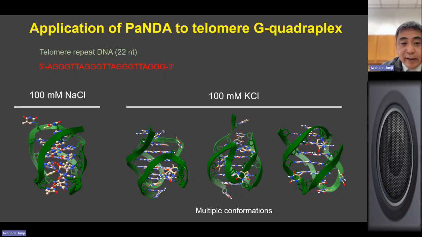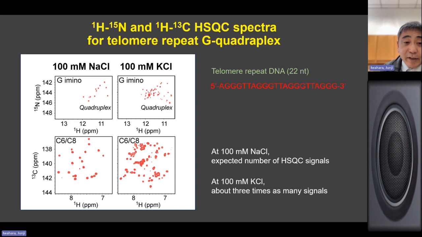Okay, we applied PaNDA first to telomere G quadruplex. In this case, the G quadruplex forms in multiple conformations. In NaCl conditions, there is one major conformation, but for KCl conditions, multiple conformations can be formed, and that was obvious from just simple HSQC spectra.